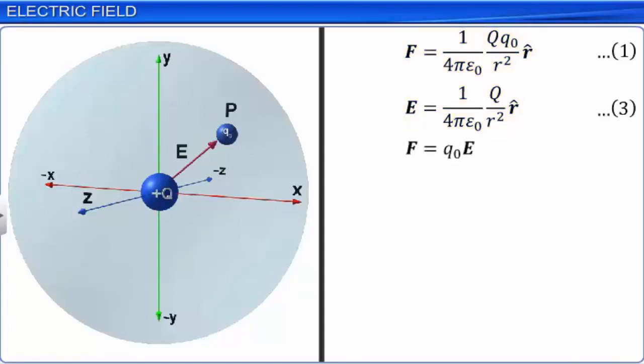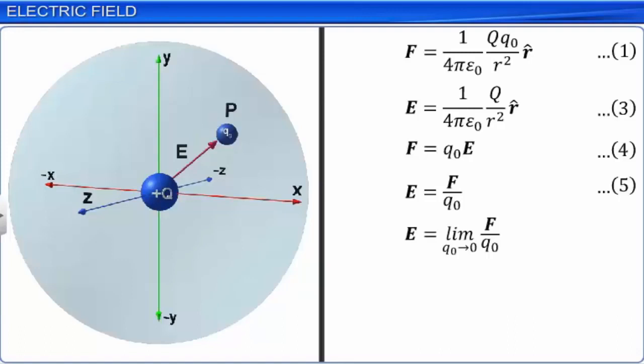Let this be equation 4. Hence, we can write the electric field strength at P as E is equal to F by Q0. Let this be equation 5. The above equation is valid as long as the test charge Q0 is very small and its own electric field is negligible. Hence, at point P, we write the electric field strength E as F by Q0, limit Q0 tending to 0.